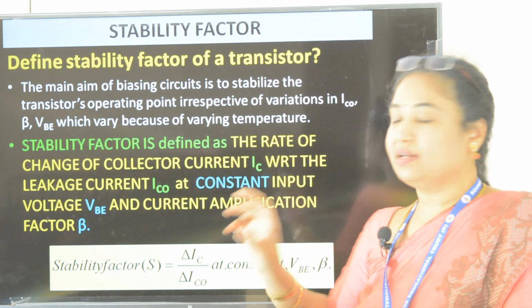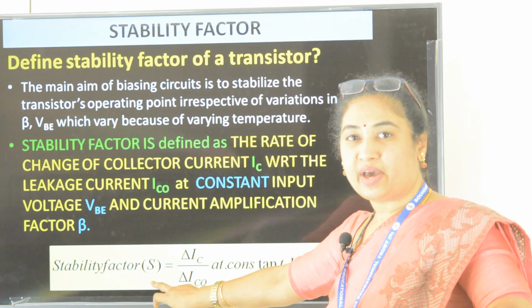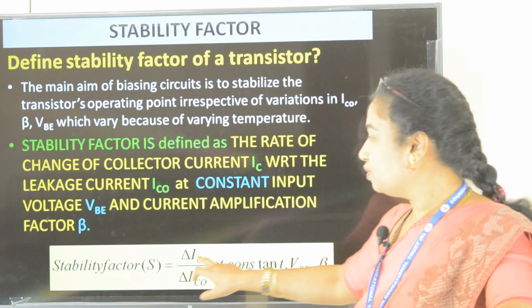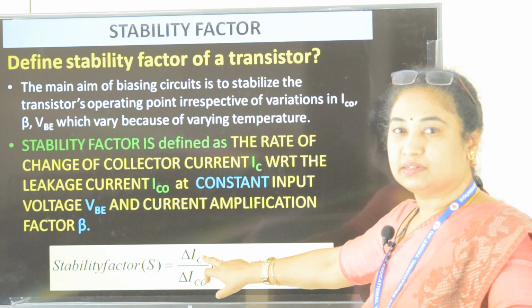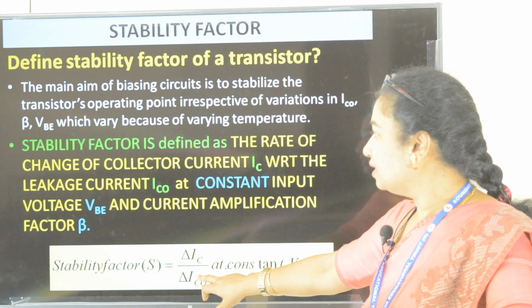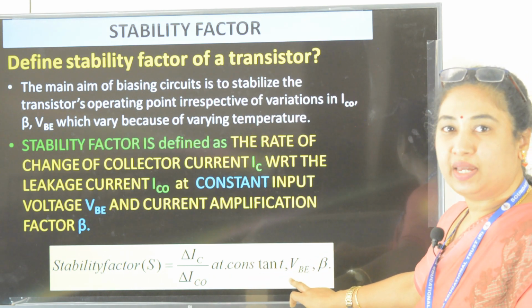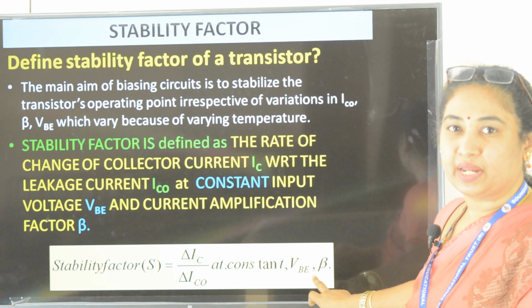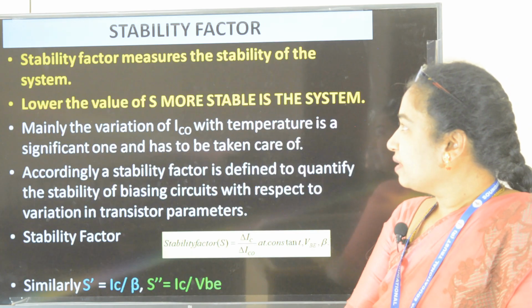I am taking in general this as the leakage current. So the stability factor is abbreviated as S. S is equal to the rate of change of collector current with respect to the leakage current ICO at constant VBE, that is input voltage, and current amplification factor beta. This is how we define the stability factor S.